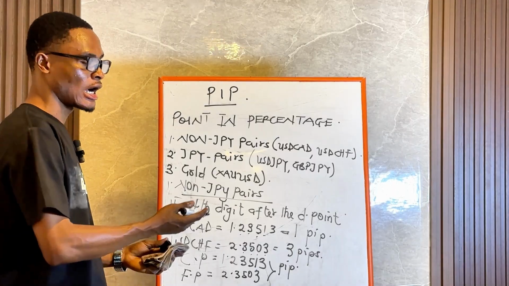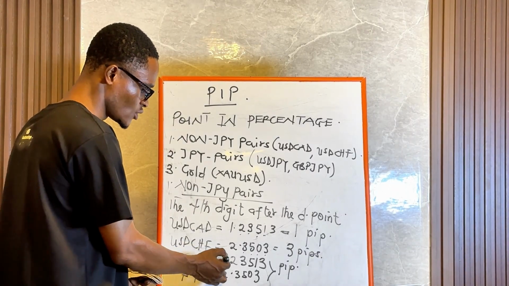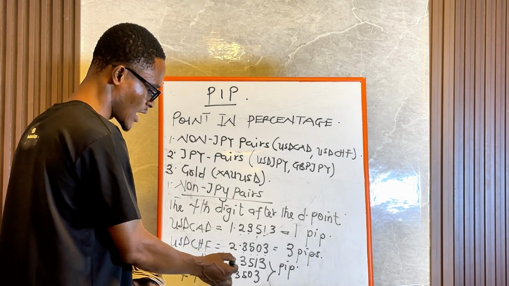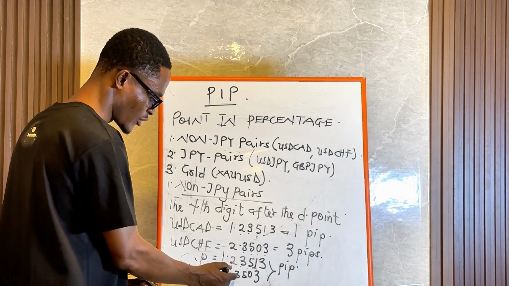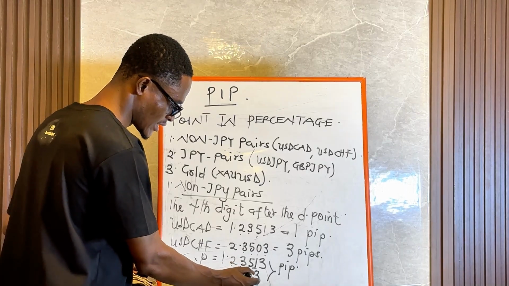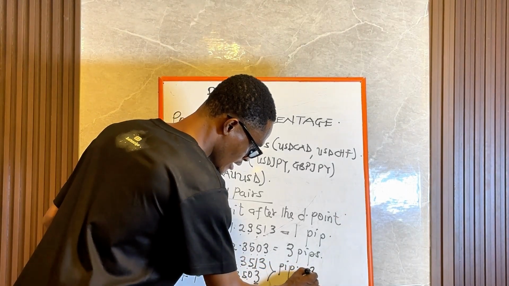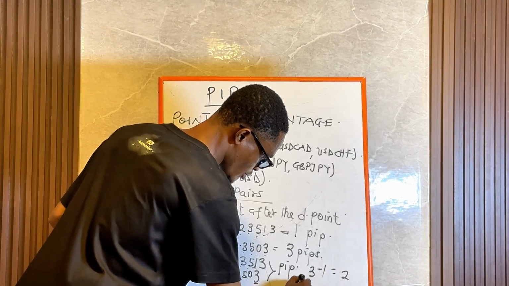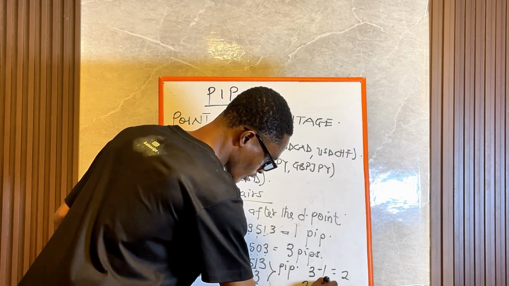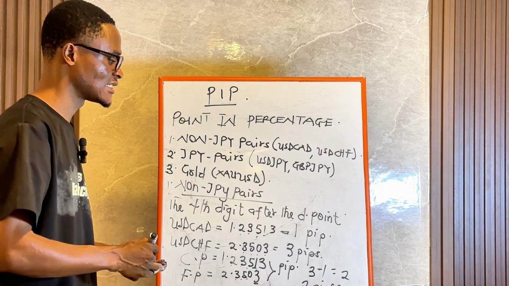You apply the same rule. For the current price, you skip the point, start 1, 2, 3, 4. That is 1. Here you skip the point, 1, 2, 3, 4. That is 3. You take 1 from this, so it will be 3 minus 1 and you get 2. So 2 pips move. That is very simple for the non-JPY pairs.